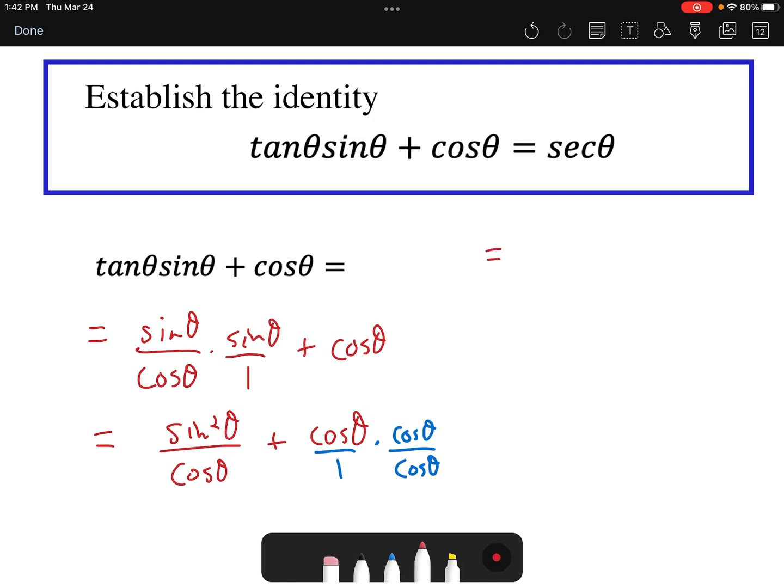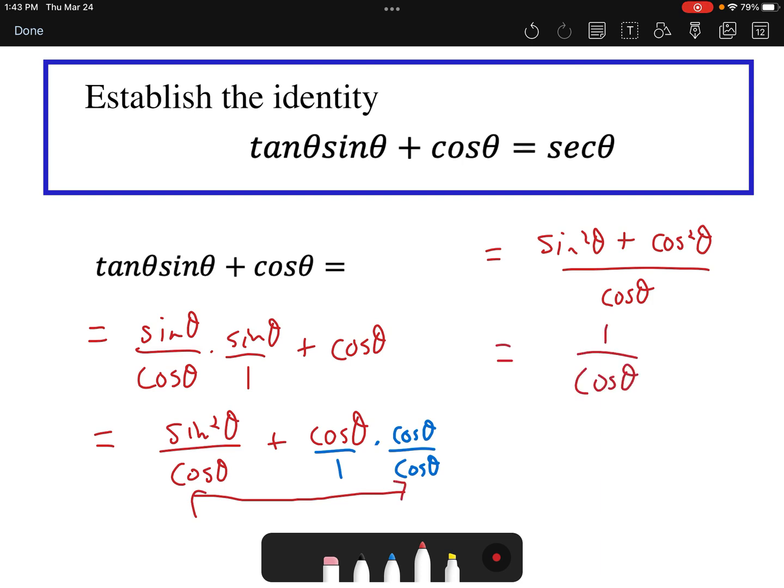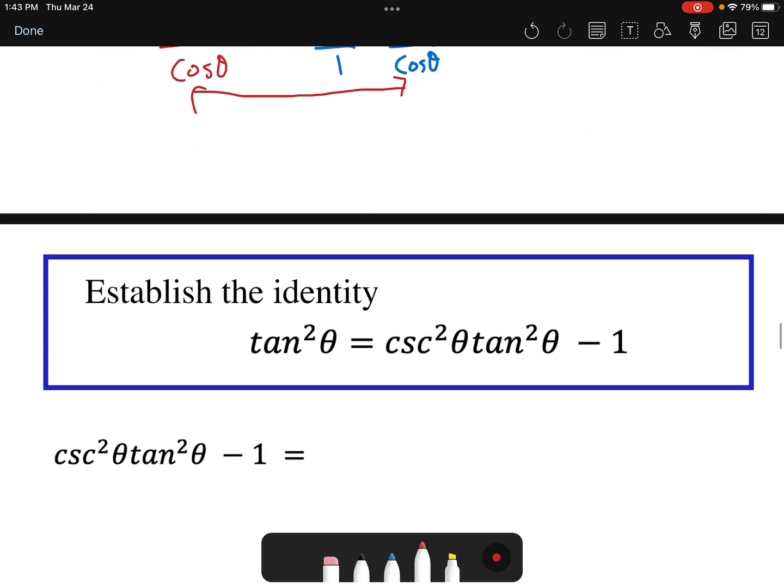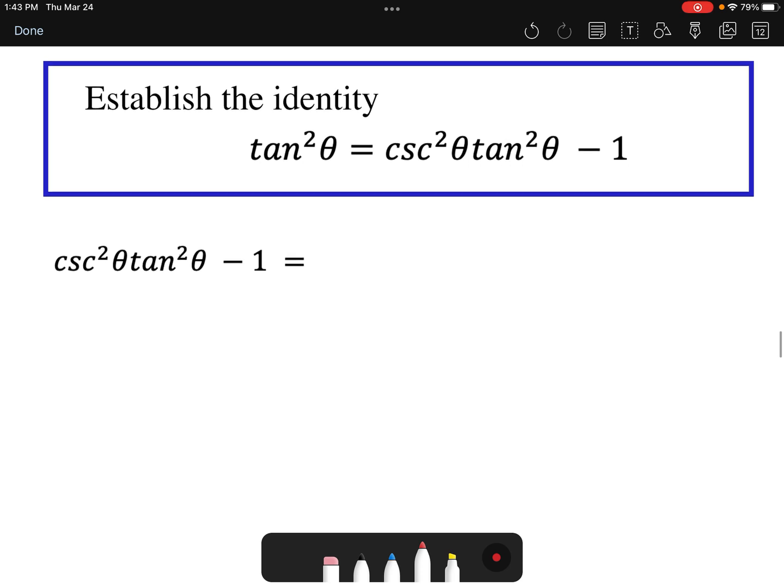Okay, so I'm going to go over here now. That would leave us with sine squared theta plus cosine squared theta all over cosine theta, because you'd agree that the common denominator is cosine. Well, we know that that's 1, so 1 over cosine is equal to secant. And we proved that the left side equals the right side. We established the identity. Okay.